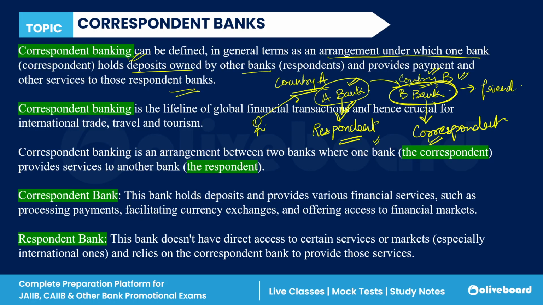Now, if we talk about the correspondent bank, it is correspondent banking. It is actually a global financial transaction, and hence it is very crucial. There is a correspondent bank which holds deposits and provides financial services such as processing payments, currency exchange, and access to the financial market. There is a respondent bank that doesn't have direct access to certain services or markets, and that relies on a correspondent bank to provide those services. This is known as the correspondent bank services.